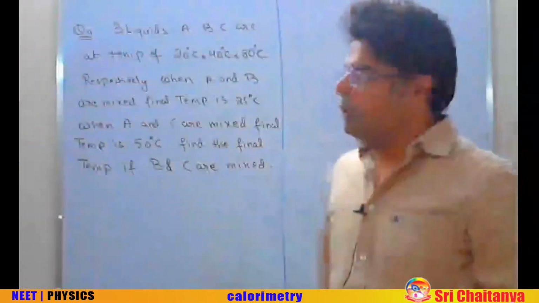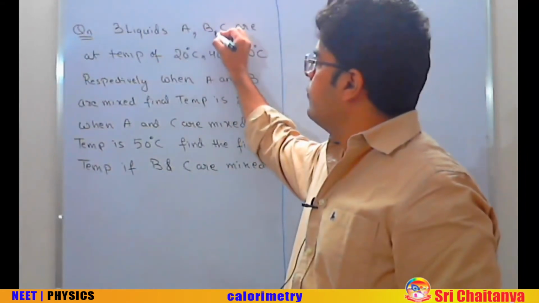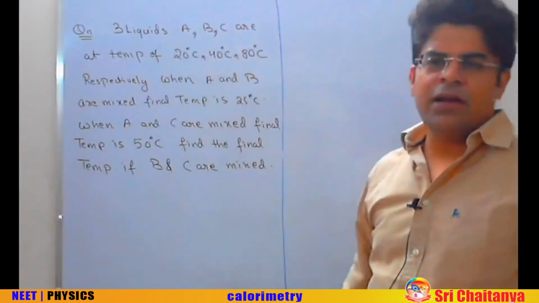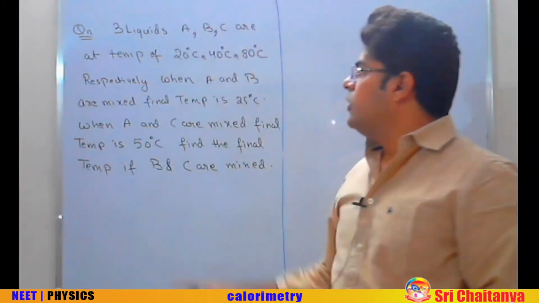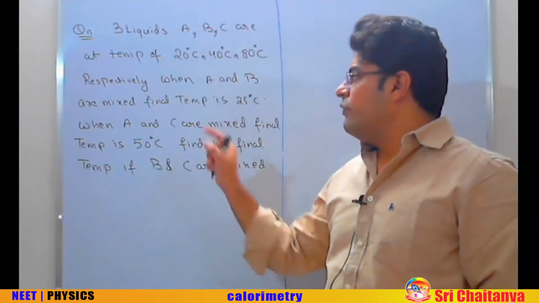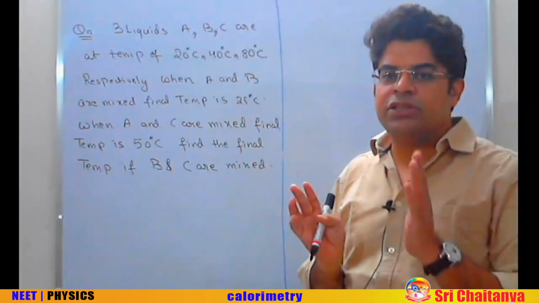One more example. 3 liquids A, B, C are at temperatures of 20 degrees centigrade, 40 degrees centigrade and 80 degrees centigrade respectively. When A and B are mixed, the final temperature is 25. When A and C are mixed, the final temperature is 50. Then what will be the final temperature if B and C are mixed?